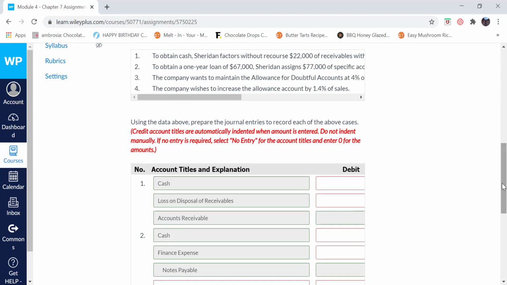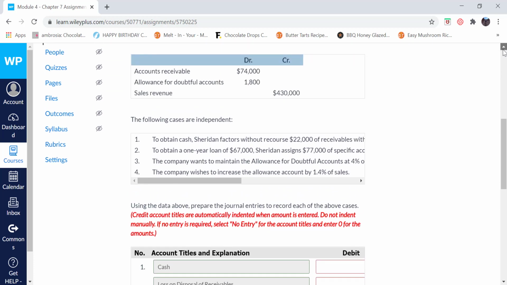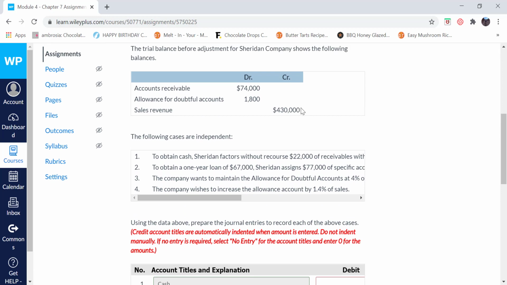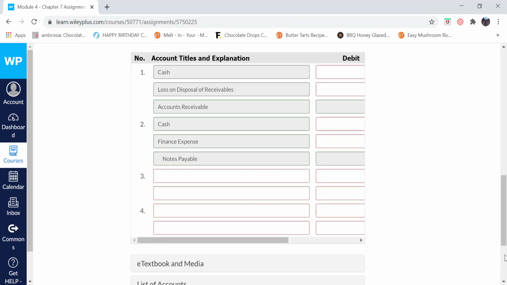And then part 4 is the company wishes to increase the allowance account by 1.4% of sales. And debit bad debt expense, credit allowance for 1.4% of that number. Okay, so hopefully that will help you. And yeah, the rest of it should be pretty straightforward.